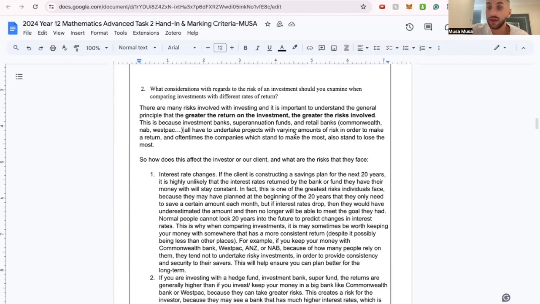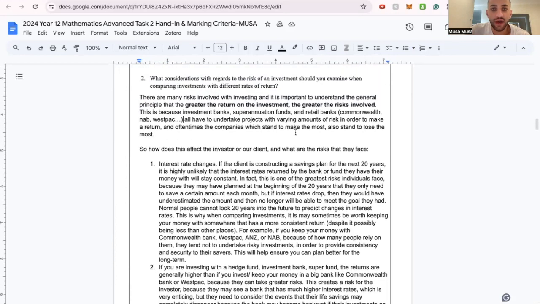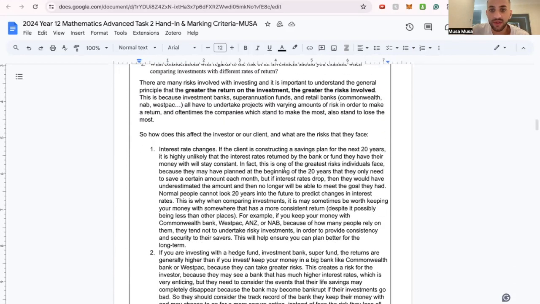So if your bank is returning you a higher rate, then that means they're probably undertaking more risky investments. Now, in reality, the banks that we're dealing with are really regulated, so we don't have to worry. But you could give your money to some random dodgy person, and they could promise a higher return, but there's a higher risk involved. Because if the risk was very low, then everyone would do it. So let's see how this affects our investor, our clients, and what the risks they face are.